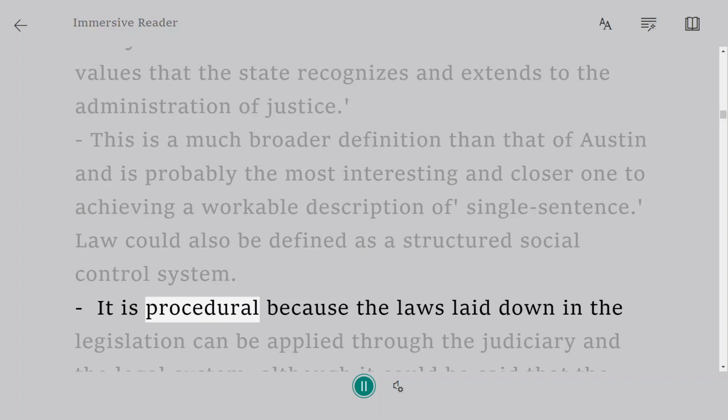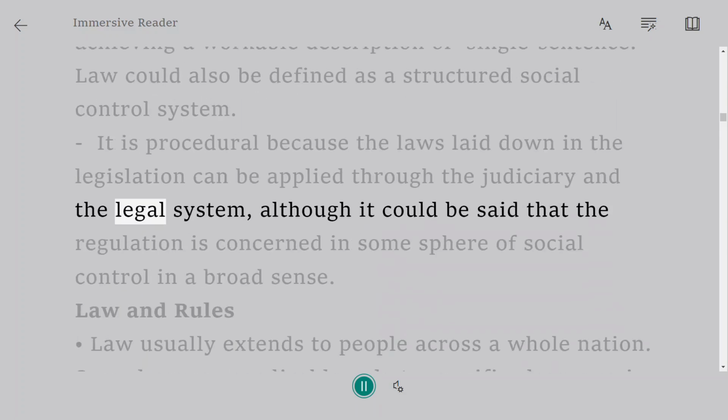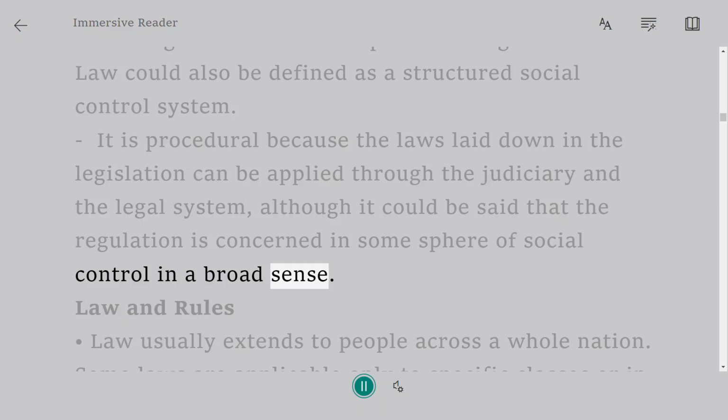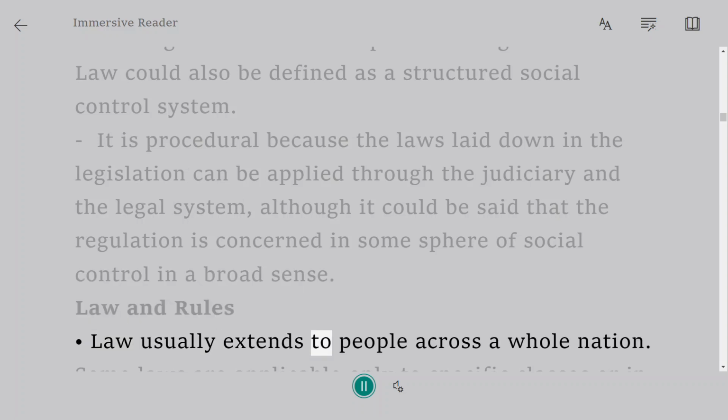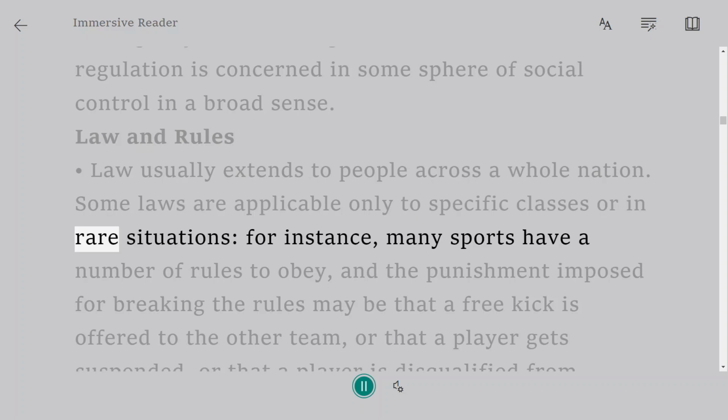It is procedural because the laws laid down in the legislation can be applied through the judiciary and the legal system, although it could be said that the regulation is concerned in some sphere of social control in a broad sense. Law and rules. Law usually extends to people across a whole nation. Some laws are applicable only to specific classes or in rare situations.